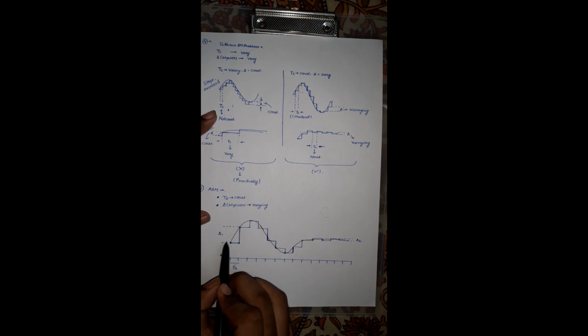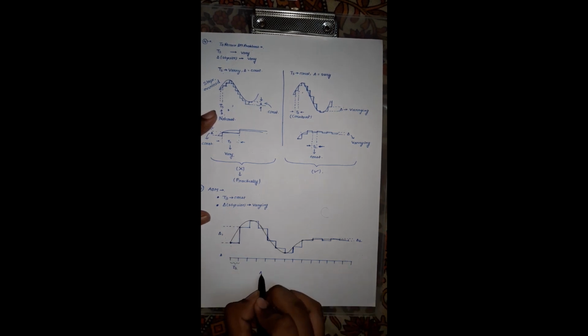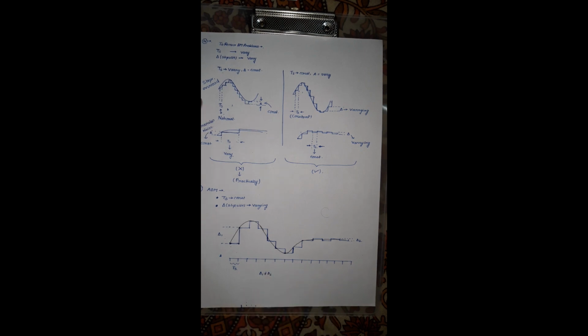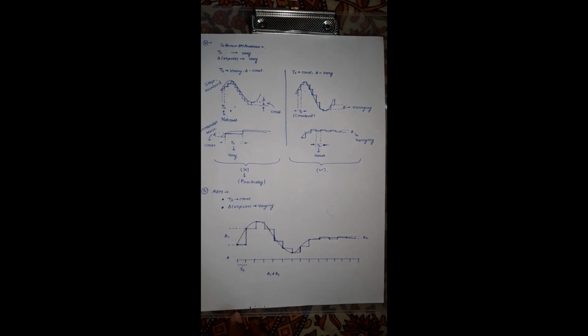I have assumed here two step sizes, this is delta 1, this is delta 2. Here you can see that delta 1 is not equal to delta 2 actually. Okay, that means in the case of adaptive delta modulation, the sampling time interval is fixed and the step size is varied according to the given input signal.